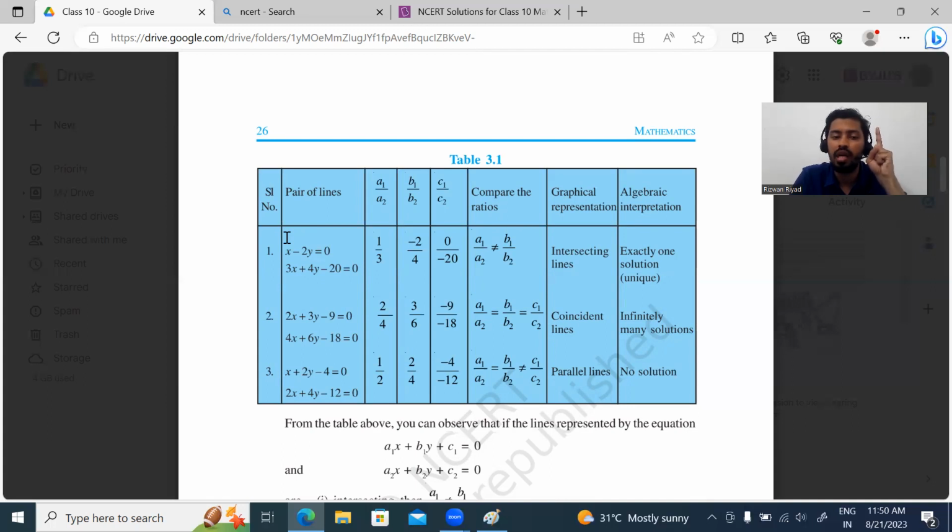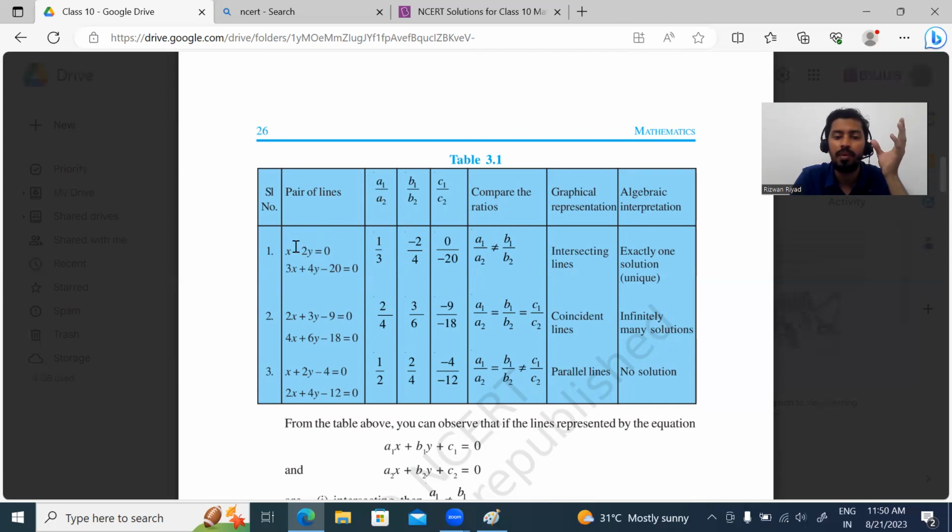Okay, so we can take this one as A1. A means it's the coefficient of x. A1 means this is the first equation. We will take this equation as the first equation and this equation as the second equation. So the number 1 for this equation, number 2 for this equation. That number you can change.